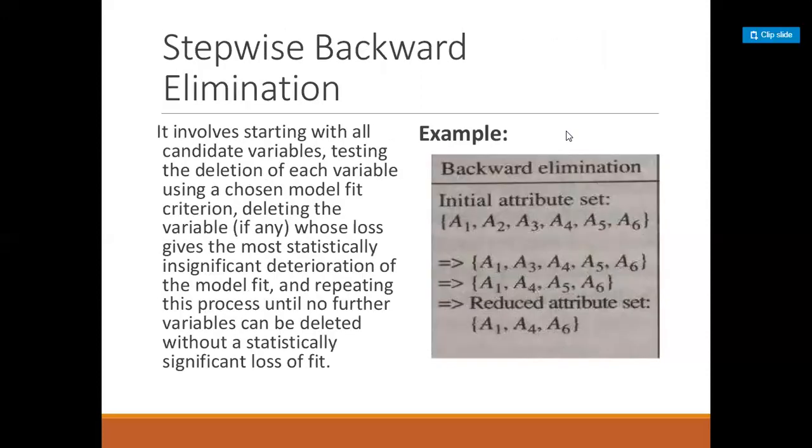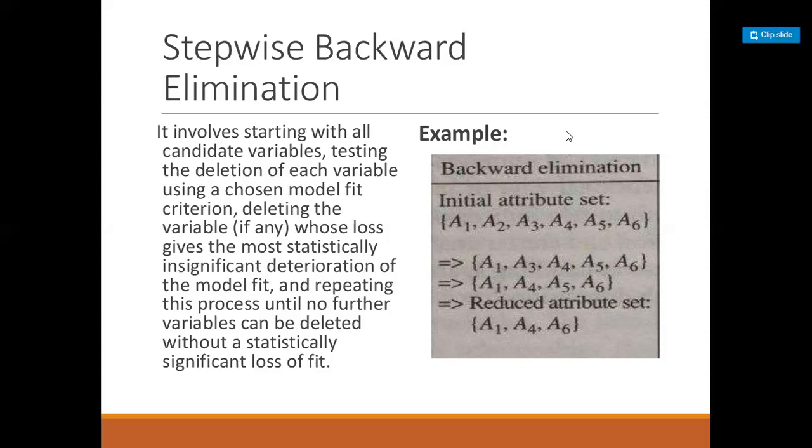In the second technique, we do just the reverse of this. It is the backward elimination technique. Instead of finding the most important attribute, we start by removing the least significant attribute. For the same set A1 to A6, we eliminate the A2 attribute that we consider the least important, and then for the final set of 5 elements A1, A3, A4, A5, A6, we analyze the results.